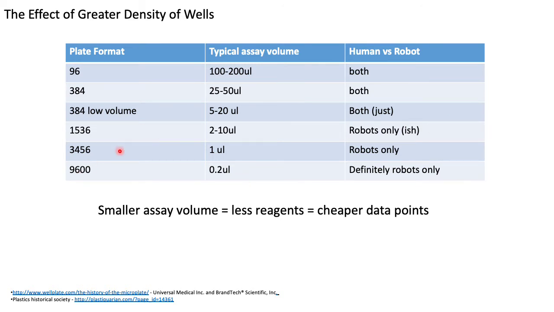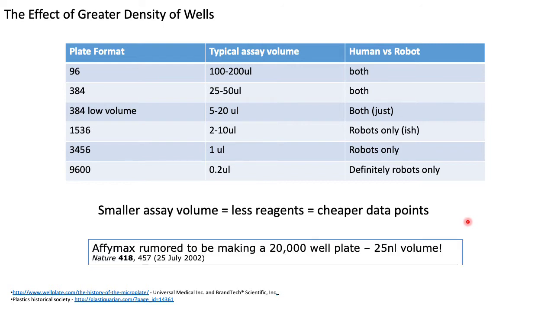And that's the same for the 3,456. That uses 1 microliter, so definitely robots as well. And also the 9,600, which is a very small volume, impossible to work with these volumes accurately. So that's 0.2 microliters, and definitely robots for this one. And so you can see that when we reduce the volume size, this means that we use less reagents, and also it's going to be cheaper to do our experiments, so cheaper data points.